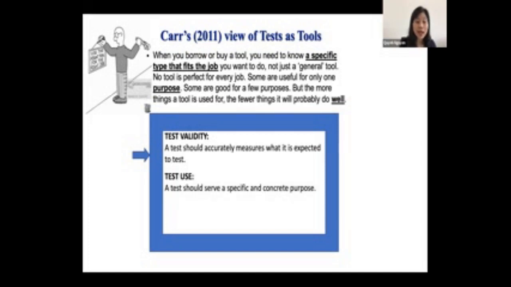Second, in terms of test use, Carr stresses that a test should serve a specific and concrete purpose only, not just vague ideas of testing and assessment. So we need to identify a very specific and concrete purpose for each test. The third implication is that there are a lot of task types, but only certain task types can serve your purpose better than others. In fact, I'm going to talk about all these aspects during my webinar about test, which reflects on the three views of test just now.